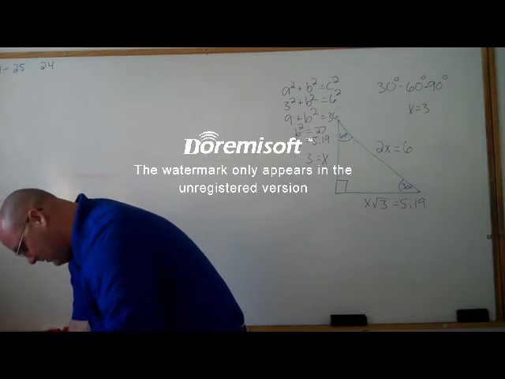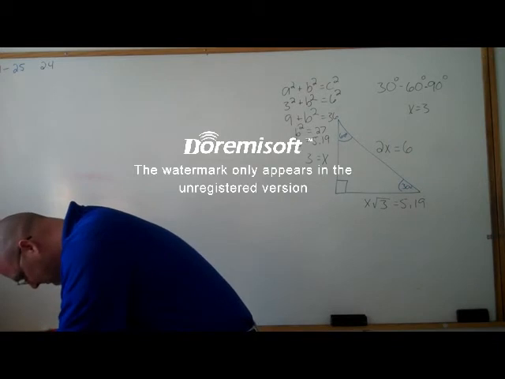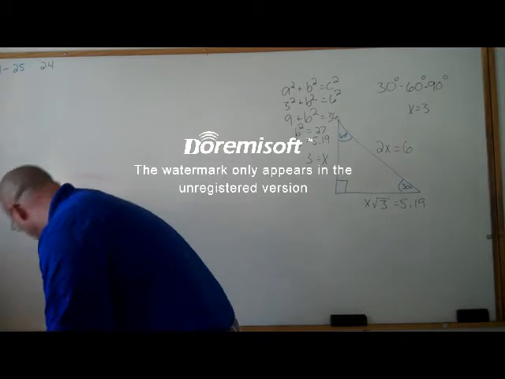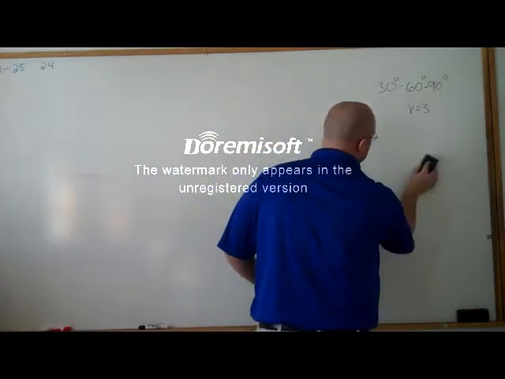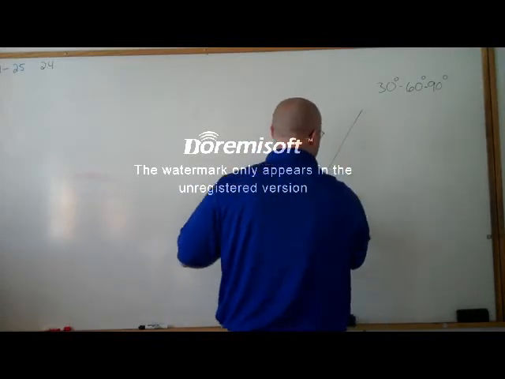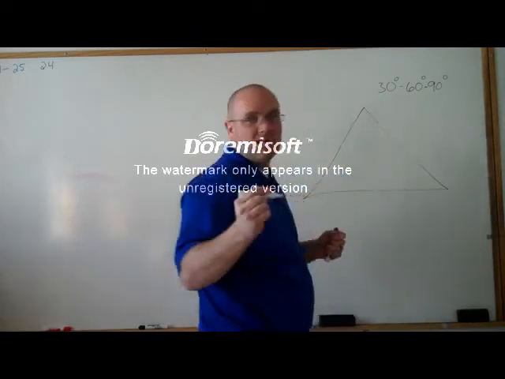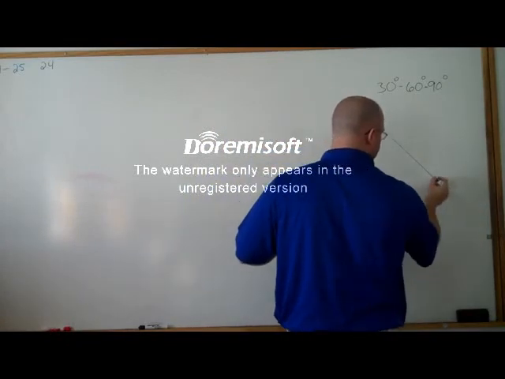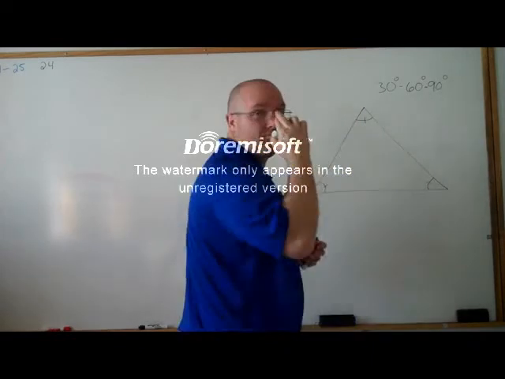Let's see the example that I have for you guys. Oh, here we go. I got one. We have a triangle, equilateral. So that means all angles are the same and all lengths are the same.